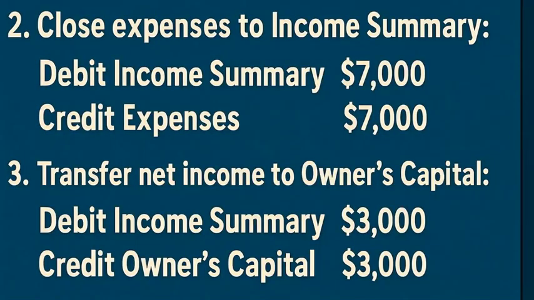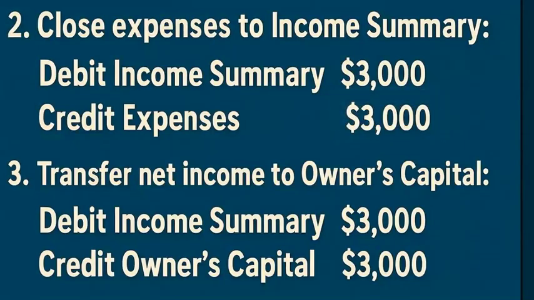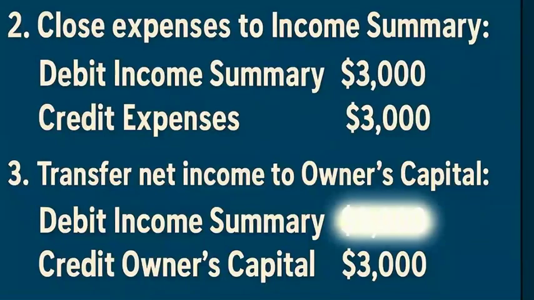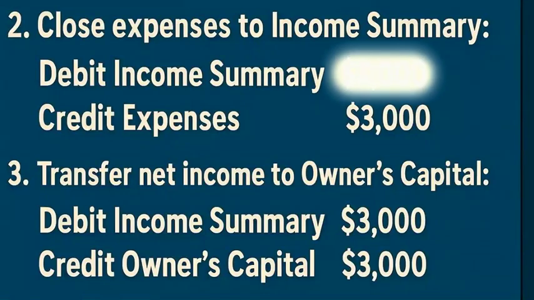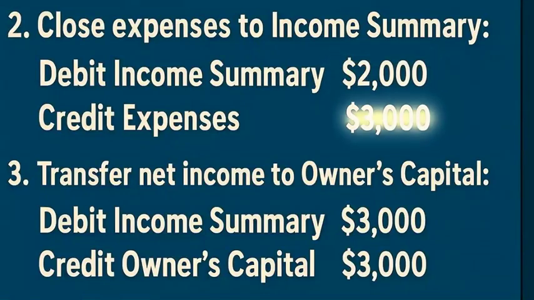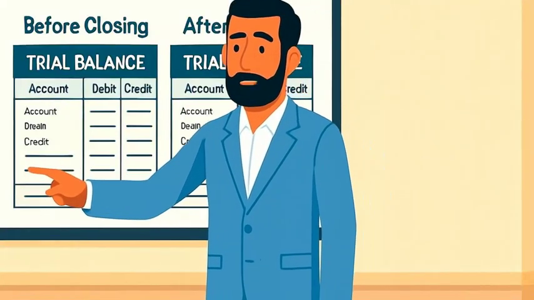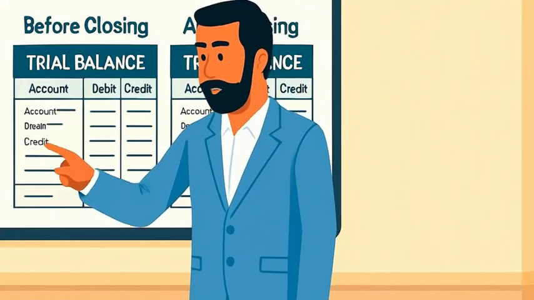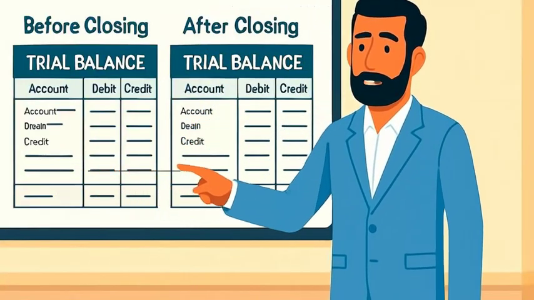2. Close expenses to income summary. Debit income summary $7,000. Credit expenses $7,000. 3. Transfer net income to owner's capital. Debit income summary $3,000. Credit owner's capital $3,000. After that, we prepare a post-closing trial balance, which contains only permanent accounts: assets, liabilities, and equity.